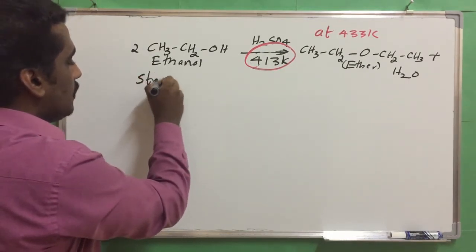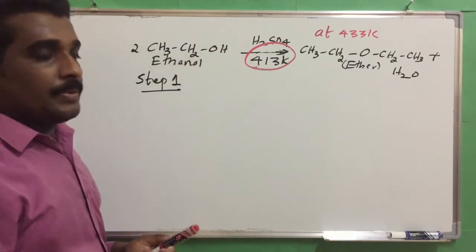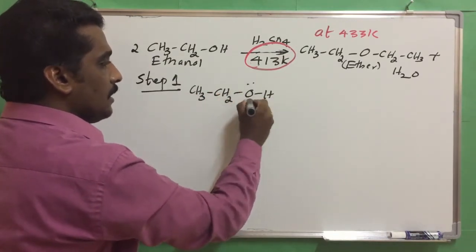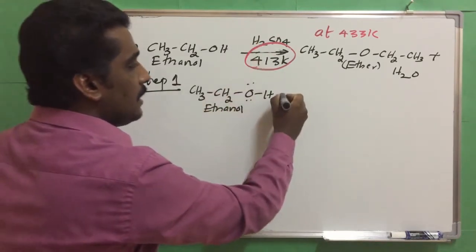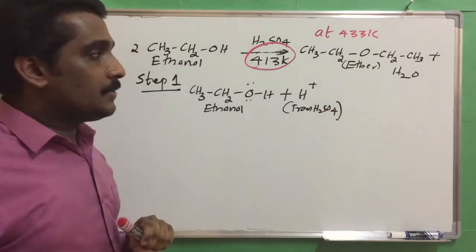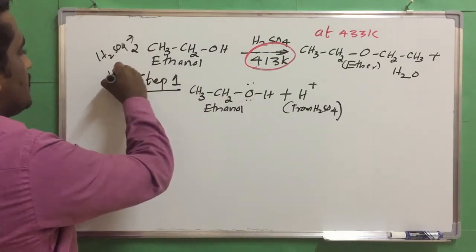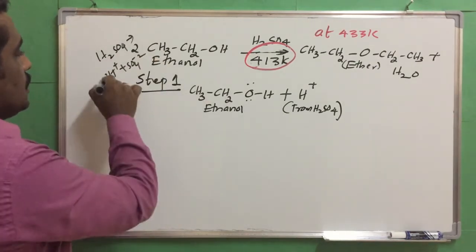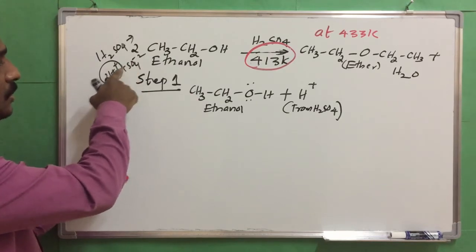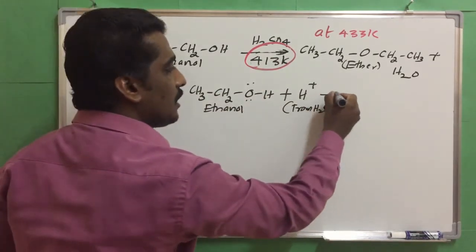Step 1. The first step involves formation of protonated alcohol from ethanol. I will show you the reaction. CH3CH2OH, ethanol, then H plus from sulfuric acid. H2SO4 dissociates to form H plus and SO4 2 minus. So this H plus I wrote here. Clear? This H plus from sulfuric acid will react with the first ethanol molecule to form protonated alcohol.